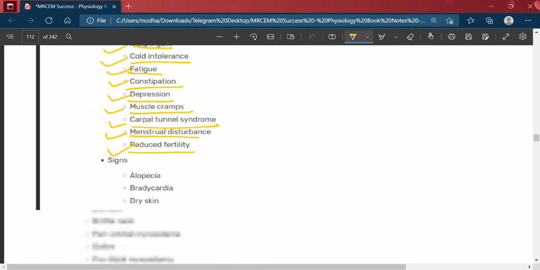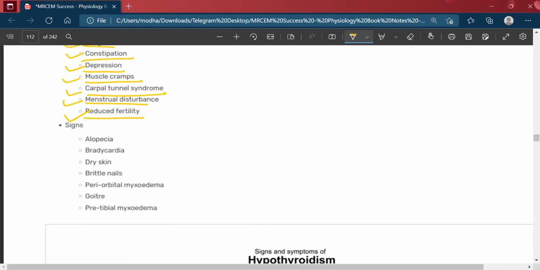Then which are the signs of hypothyroidism? So these are alopecia, bradycardia, dry skin, brittle nails, periorbital myxedema, goiter, and pretibial myxedema. Okay, signs are alopecia, bradycardia, dry skin, brittle nails, periorbital myxedema, pretibial myxedema, and the goiter.